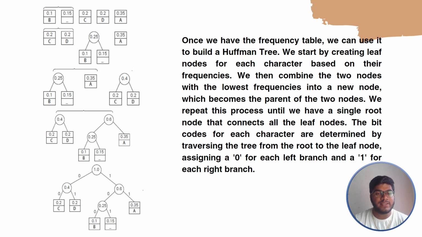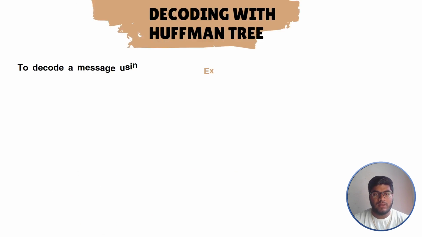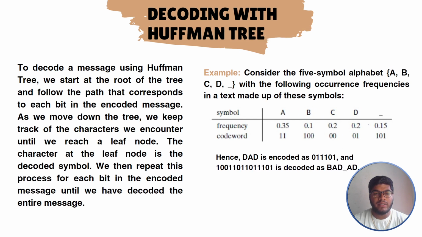and the 0.2 and 0.2 of C and D have combined to get 0.4 as another node, and at last the 0.4 and the 0.6 have been combined to get a single tree root, where the bit codes for each character are determined by traversing the tree from the root to the leaf node, assigning a 0 for each left branch and 1 for each right branch. That is, on the left side of the node we have given the value 0, and on the right branch of the tree we have given the value 1 to get the code. Now let us discuss decoding with the Huffman tree.